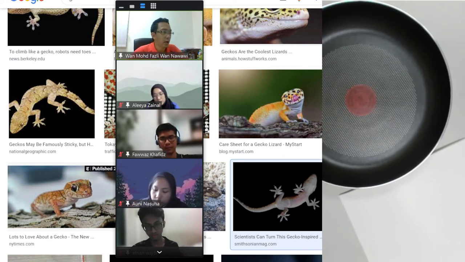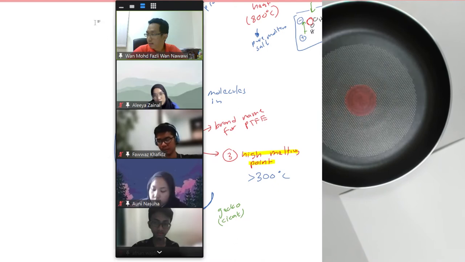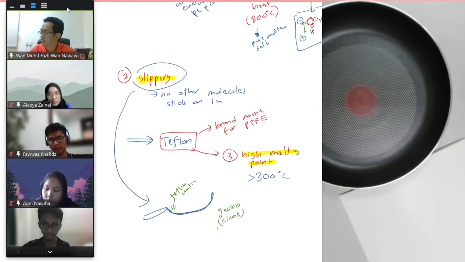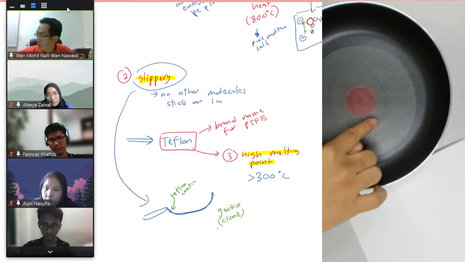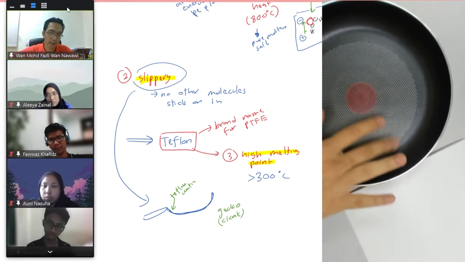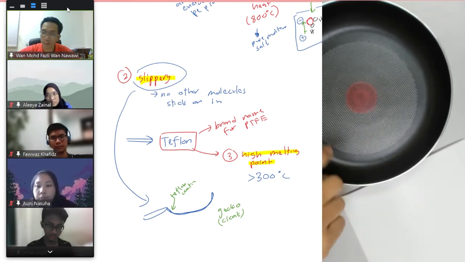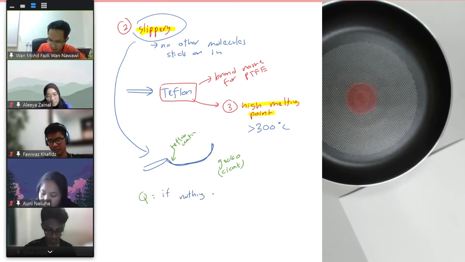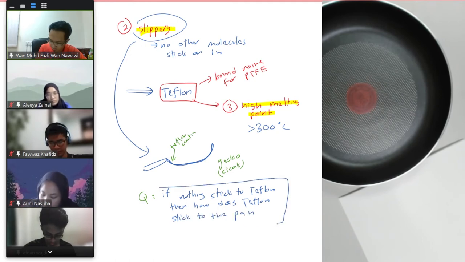Now the question to ponder: if Teflon is so slippery, if nothing sticks to the Teflon, then how come people coat the Teflon onto the metal pan itself? Previously we said that Teflon is non-stick. But then how do they make it stick to the metal? So that is the question to ponder. How do they do it?